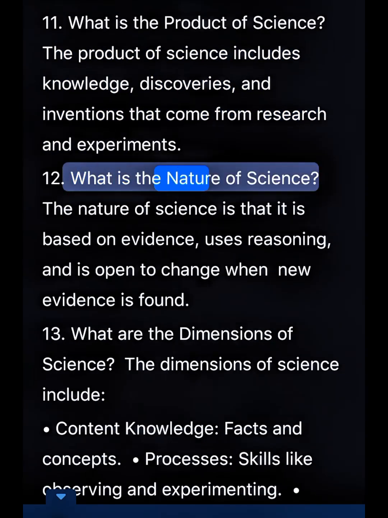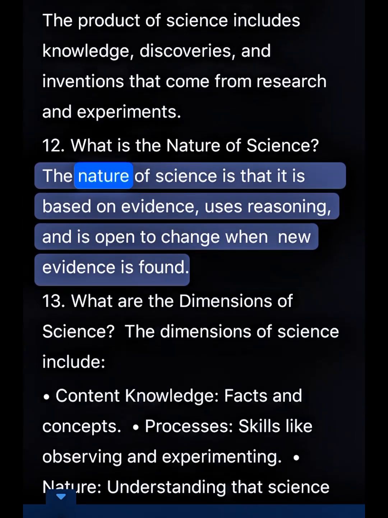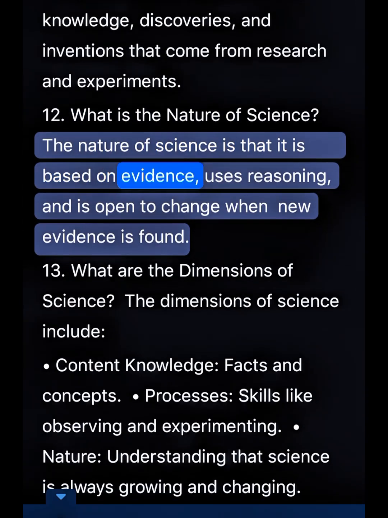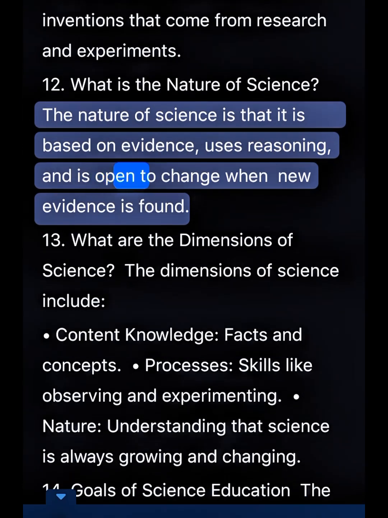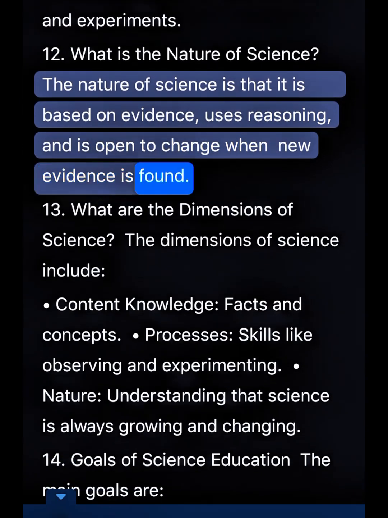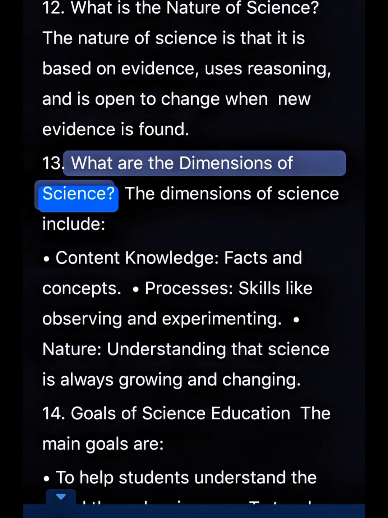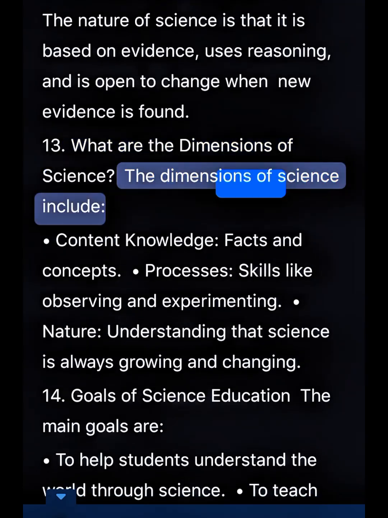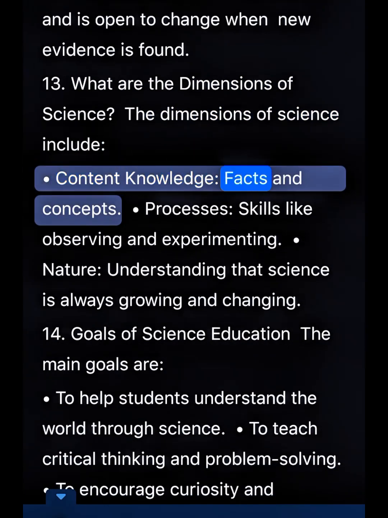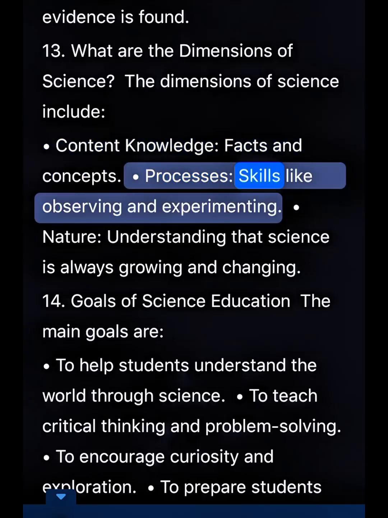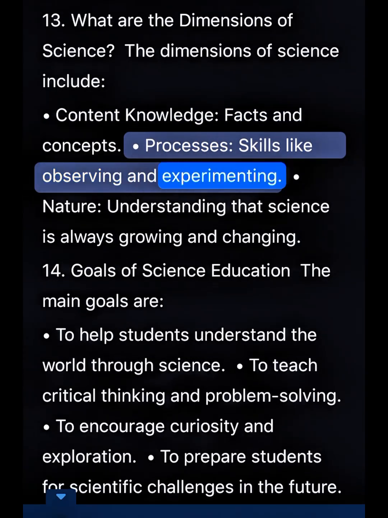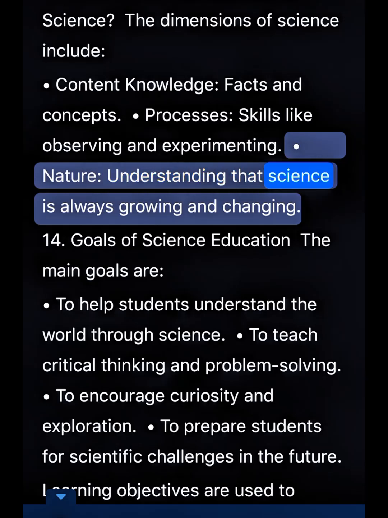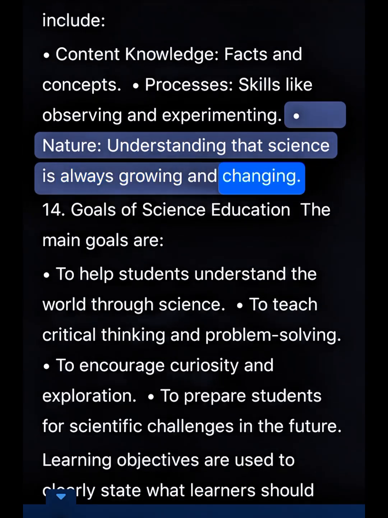12. What is the nature of science? The nature of science is that it is based on evidence, uses reasoning, and is open to change when new evidence is found. 13. What are the dimensions of science? The dimensions of science include content knowledge, facts and concepts; processes, skills like observing and experimenting; and nature, understanding that science is always growing and changing.